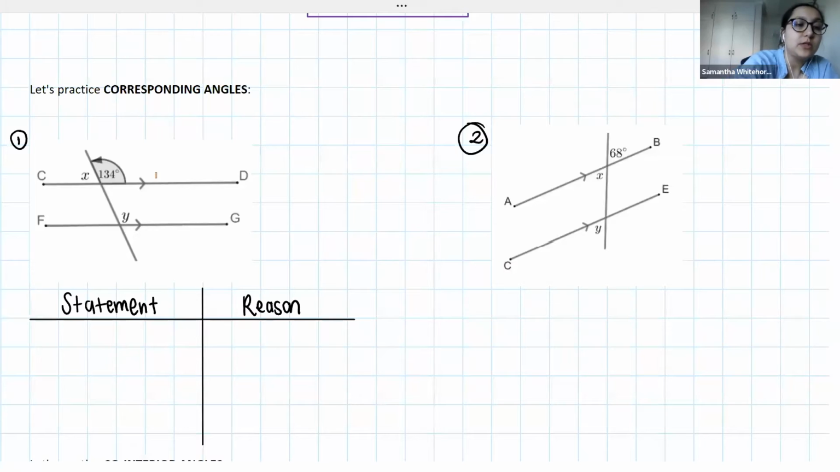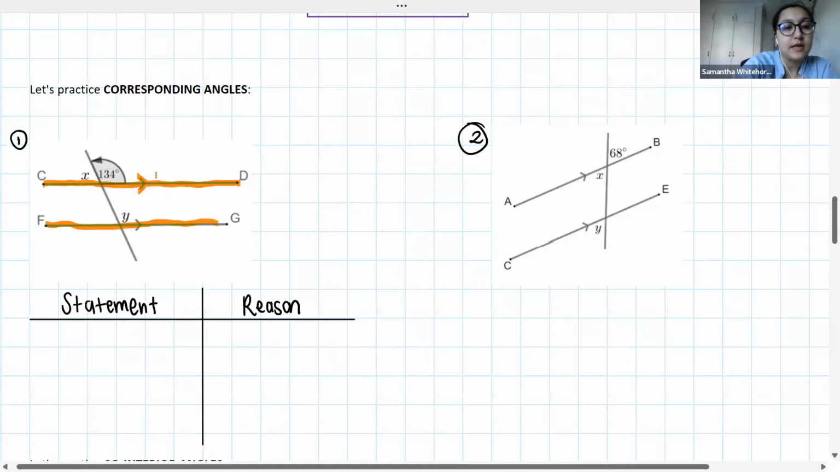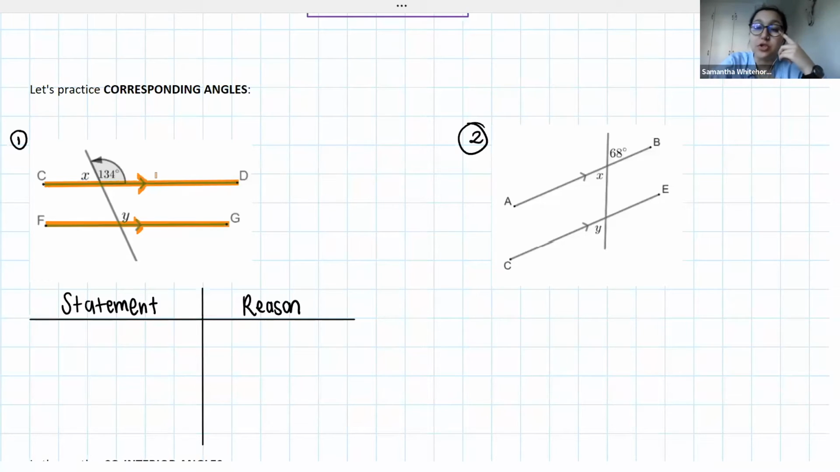The first thing that we always do is we identify our parallel lines. So remember, we know we have parallel lines when we've got those little arrows on our lines. That tells me that my lines are parallel. So because I've got the arrows on those two lines, I know that CD is parallel to FG. And so now I can start to look for the F shape, the U shape, the Z shape, or the N shape, and see if I can start using them. All right, so with that being said, we've got two angles that we want to find in question 1. We've got X and we've got Y.